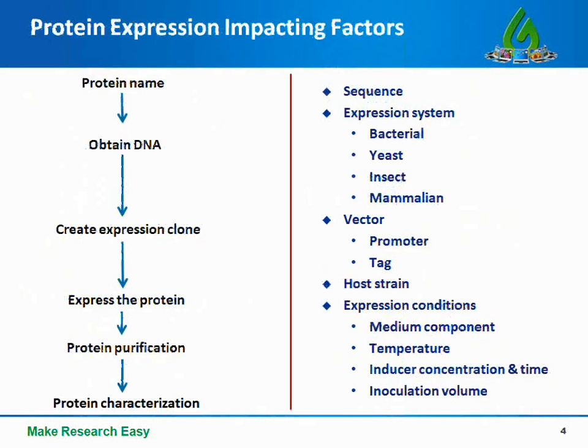Let's first take a look at the steps of recombinant protein production and the impacting factors. On the left side are the steps that are commonly included for recombinant protein expression. Starting with protein name, you decide whether to express the whole protein or a fragment of the protein. The steps afterwards are obtain DNA, create expression clone, express the construct in a chosen expression system, purify the expressed protein, and characterize the purified protein to make sure that the purified protein is the desired one. On the right side are the impacting factors, which spread into almost every step of protein expression. Protein sequence is the most influential factor in protein expression, but expression system, vector, host strain, and expression conditions all contribute to the final protein production.